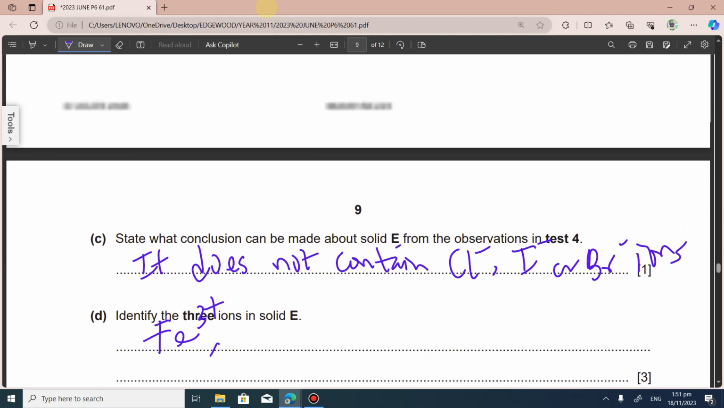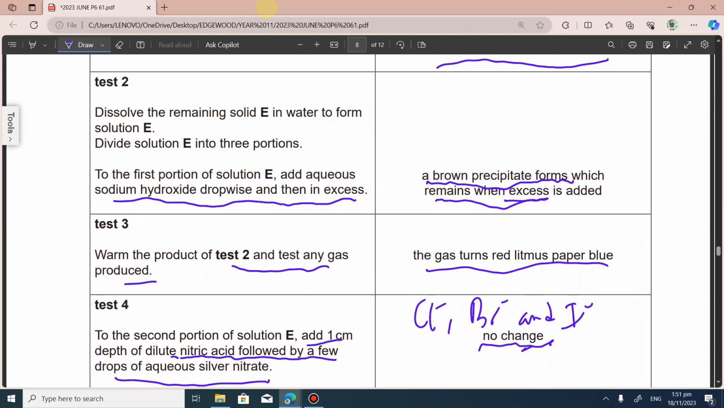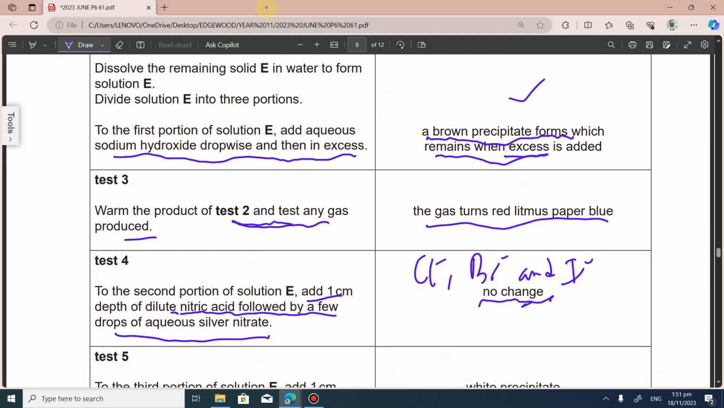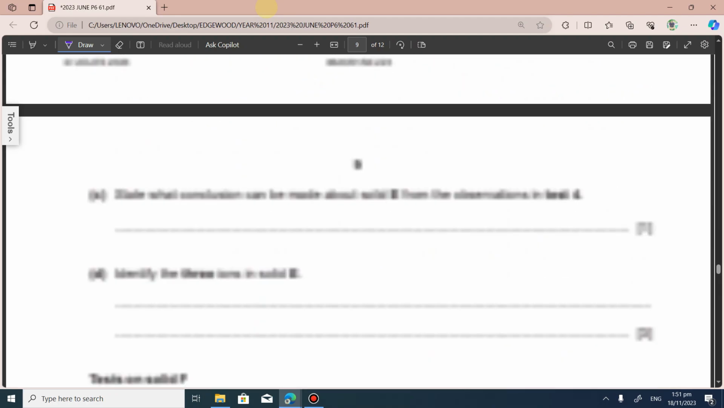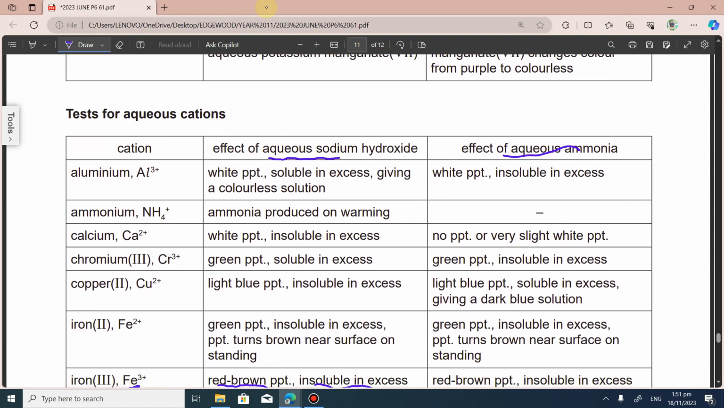Okay, so let's identify the second ion. We have 2 more to go. So the next ion is, let's see the next step. So we are done with this. The next step is testing for a gas, and the gas turns red litmus paper blue. So that means ammonia was present here. So let's look at the ion that is responsible for the production of ammonia. We consult the cations again this time, and we see that ammonia produced on warming shows that this ion is present, the ammonium ion.